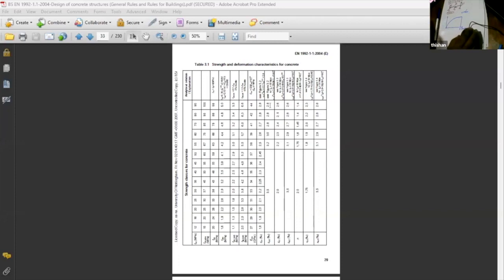So anything up to 60 megapascal cube strength or 50 megapascal cylinder strength, nothing to worry. Equations are perfectly valid. But if you are going beyond that, you have to be a little concerned. The usual equations and charts, none of those things will be valid. You have to do the calculations from the fundamentals, right? So just keep that in mind. This is Eurocode 2.